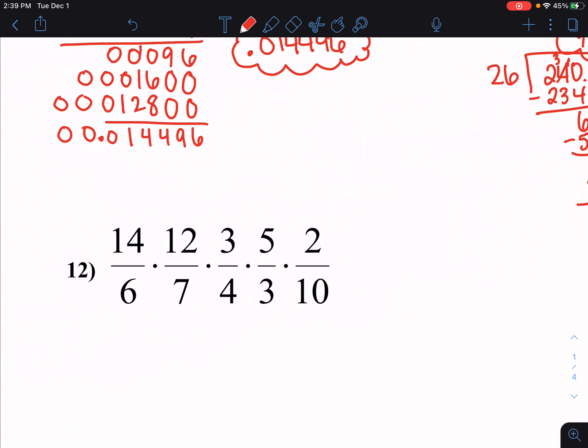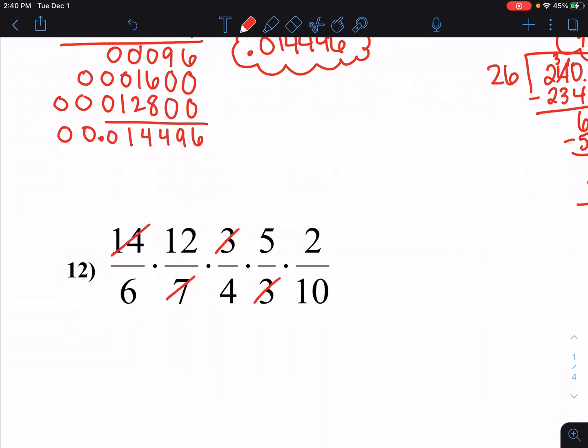For number 12, we're just going to cancel where we can. Remember that you can start by crossing out things that are the same. So 3 and 3 are the same. And it looks like that's the only thing that's the same. And then you can just start cross-canceling wherever something works out.